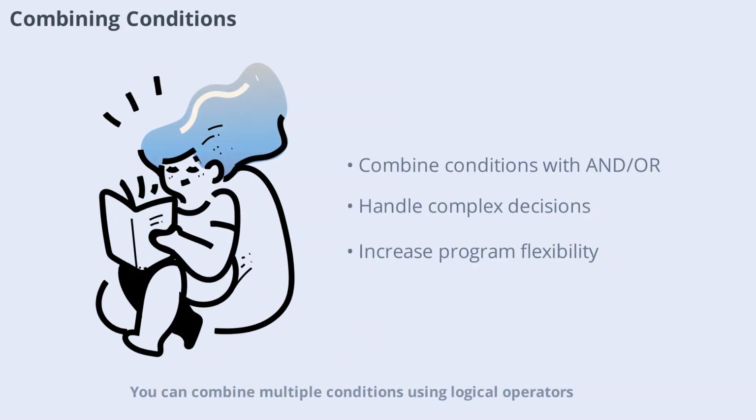You can combine multiple conditions using logical operators to create more complex decision-making in your programs. For example, you might check if a user is over 18 and has agreed to terms before allowing access. Combining conditions lets your code handle a wider range of situations and respond appropriately.